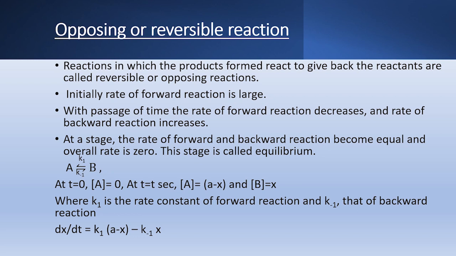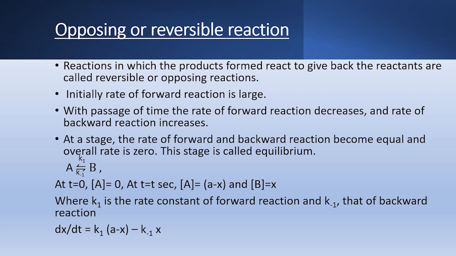Here we can see A reversibly giving B, and K1 is the rate constant of forward and K minus 1 is the rate constant of backward reaction. Here also, at time t equal to 0, let A be the initial concentration of reactant, and after a time t, if X amount of product has formed, we can write the rate expression, that is the instantaneous rate, dx by dt equals, first of all we have to consider forward reaction, that is K1 into A minus X, that is formation of B.